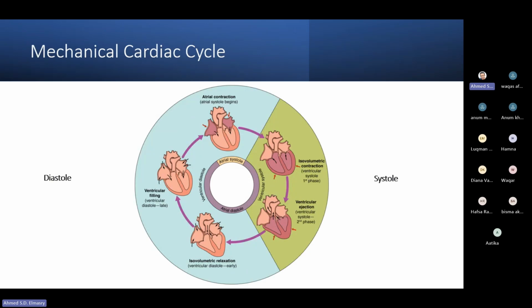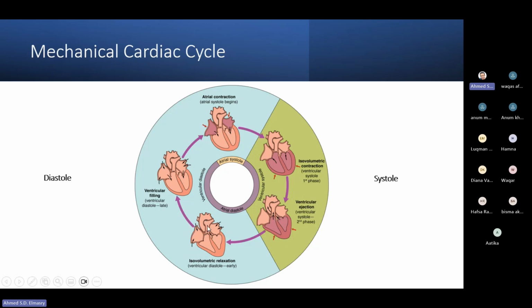The mechanical cycle is about the mechanical changes in the pressure and the volume inside the heart, mainly the left ventricle, during the systolic and the diastolic phase. As we see here, the systolic phase is divided into two phases: the isovolumetric contraction phase and the ventricular ejection phase.